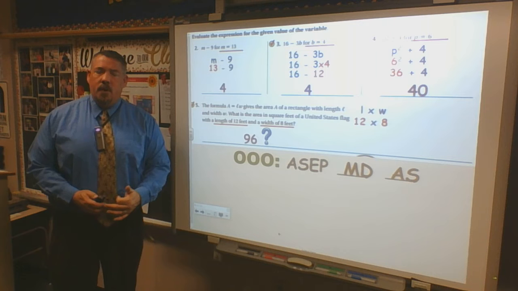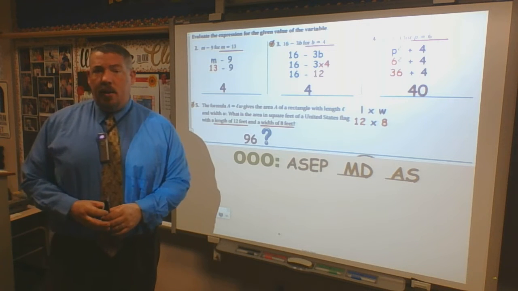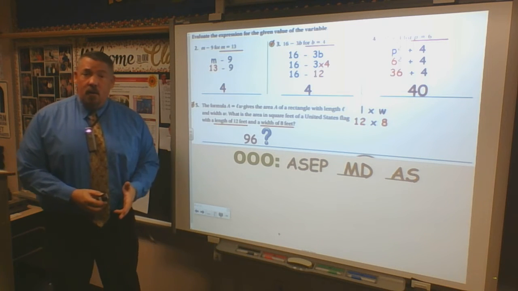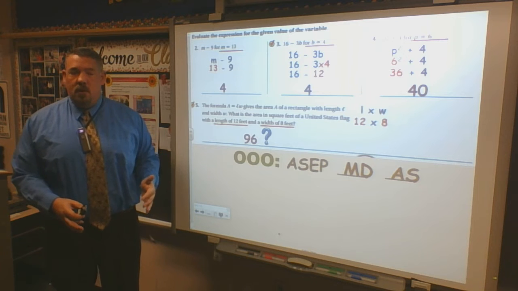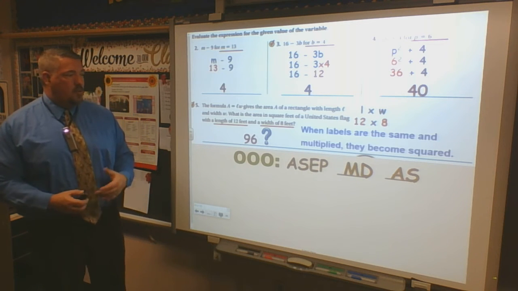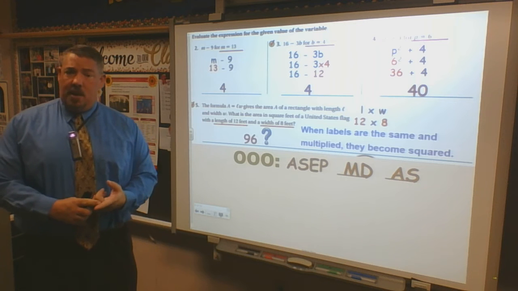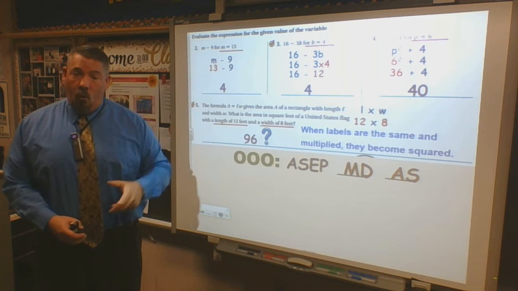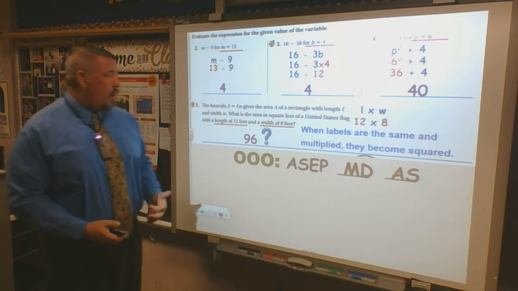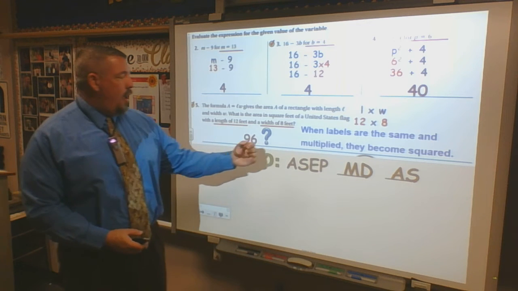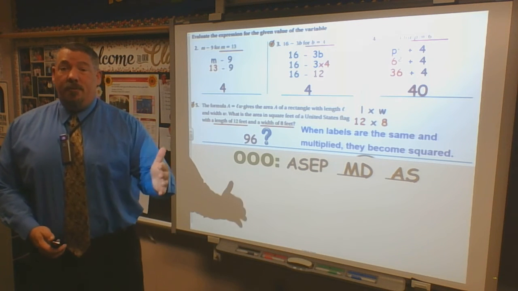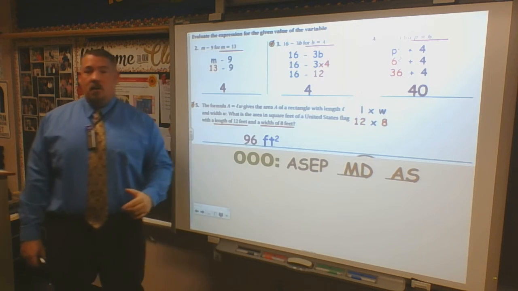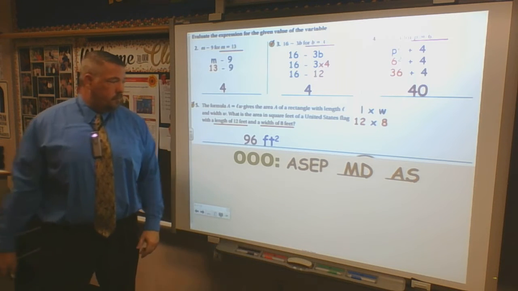What's my label? So on these, we need to start learning, if we haven't already, and maybe some of you have, I think a lot of you actually have. Anytime I'm finding area, my label is always squared, always. But I told you something last week, just to remind you, just in case. When my labels are the same, and they are multiplied together, it means it has an exponent of 2, or that it's squared. And I know that I have 12 feet, and I have 8 feet. So feet times feet means that I have feet with a 2, which means feet squared. So that area is going to be 96 square feet.